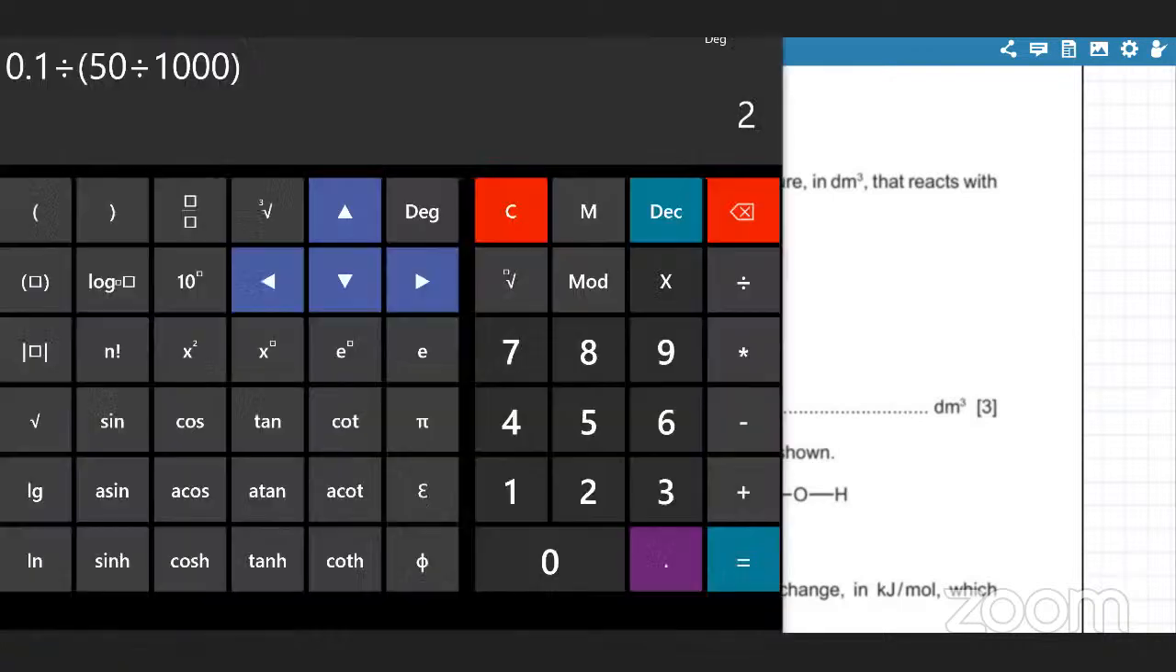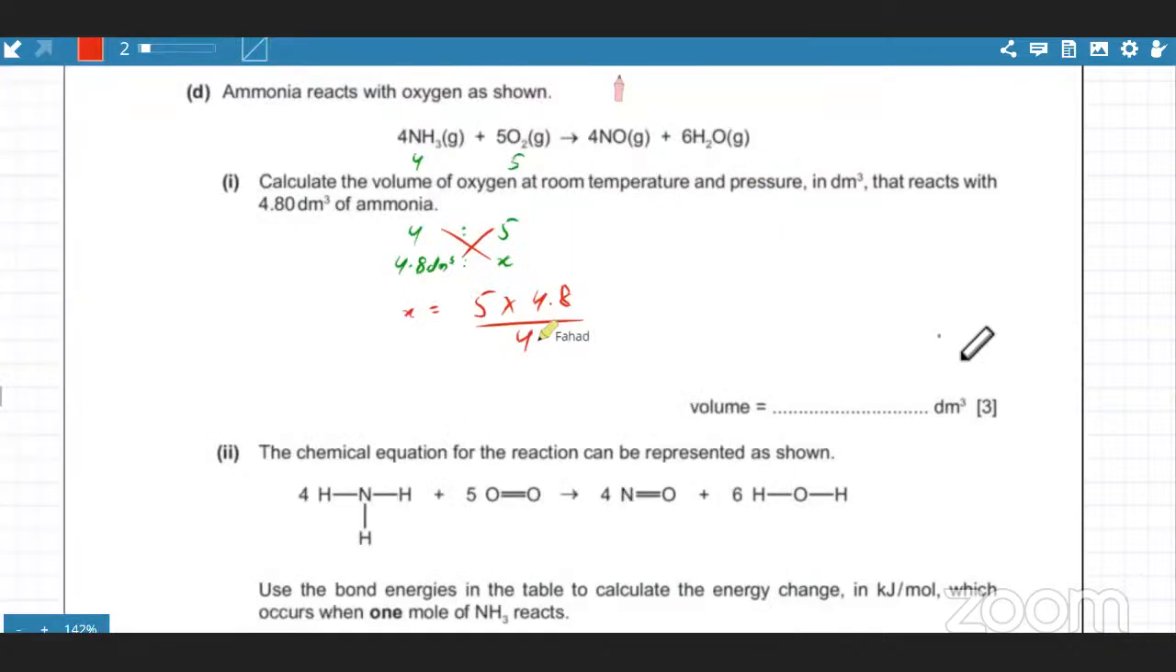So let's use our calculator. It's once again 5 into 4.8 and divide that by 4. So that gives me 6. So the answer to that is 6 dm cube.